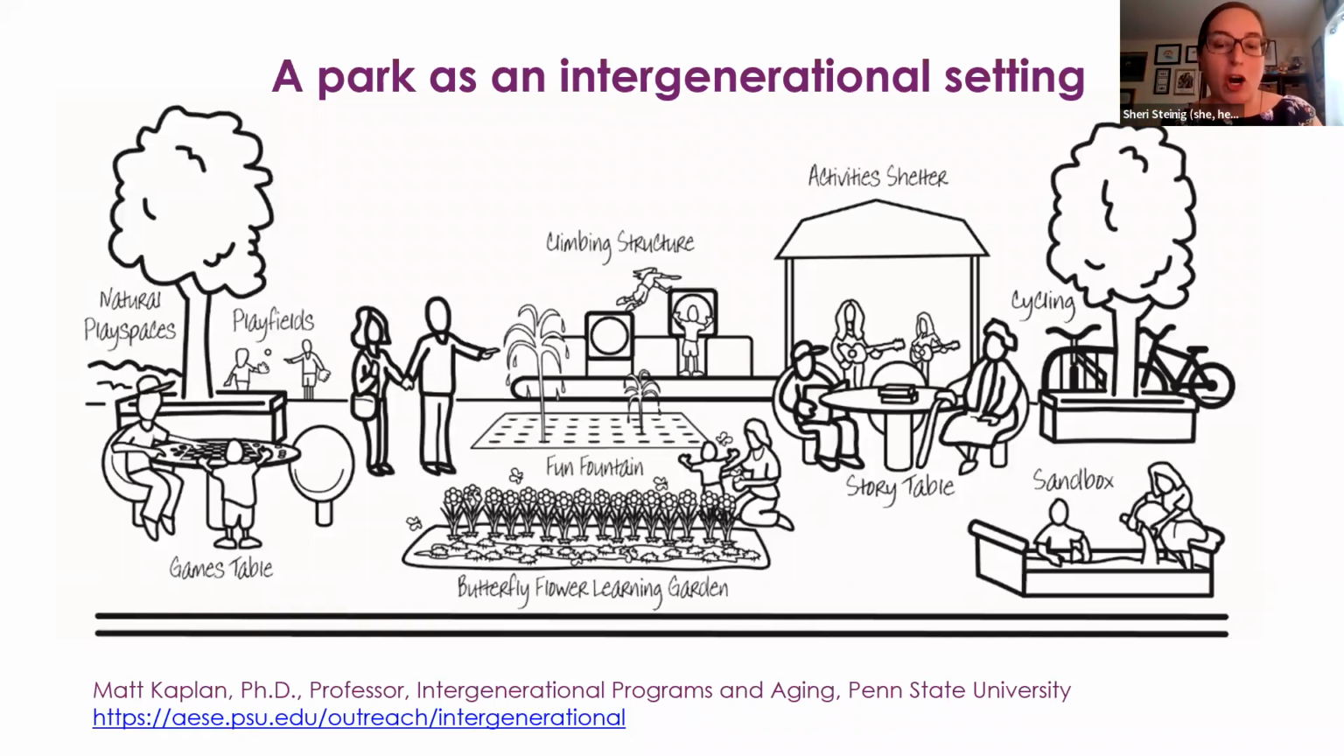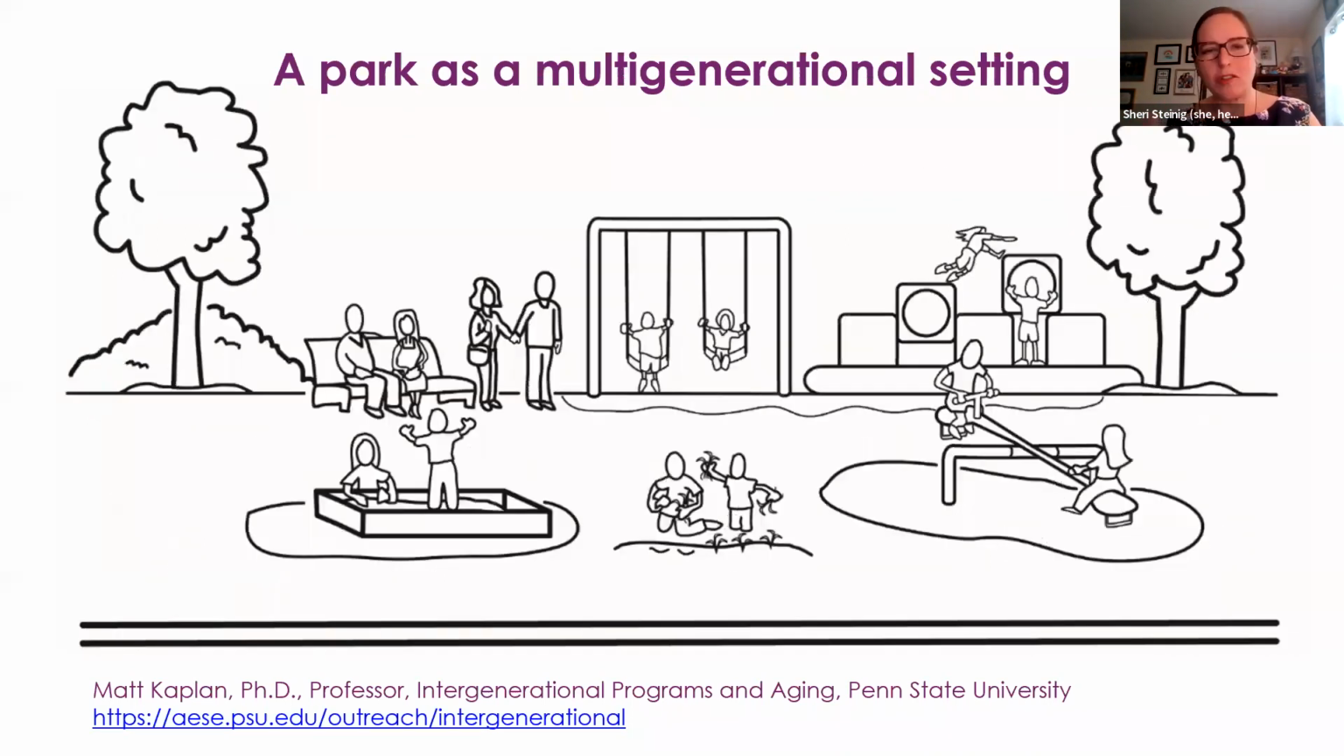The first one shows a park designed as an intergenerational space. You can see that there are elements for both younger and older people, as well as elements that bring the generations together. There's an activity shelter, a games table, a story table. And if you look at the sandbox, you'll see that there's a spot for an adult to sit and then a spot for a child to sit in the sandbox. On the next slide, you'll see a more traditional multi-generational park setting that has elements for both ages, but really no intentional design that would encourage interaction or bringing the generations together.